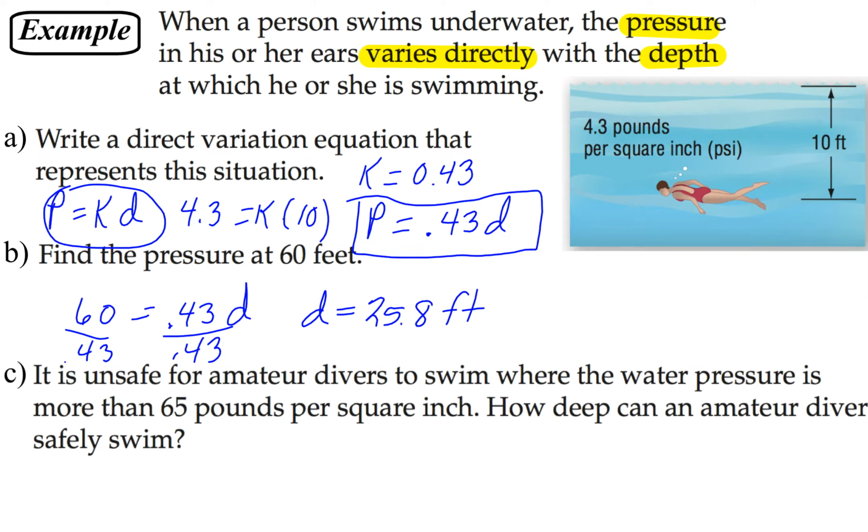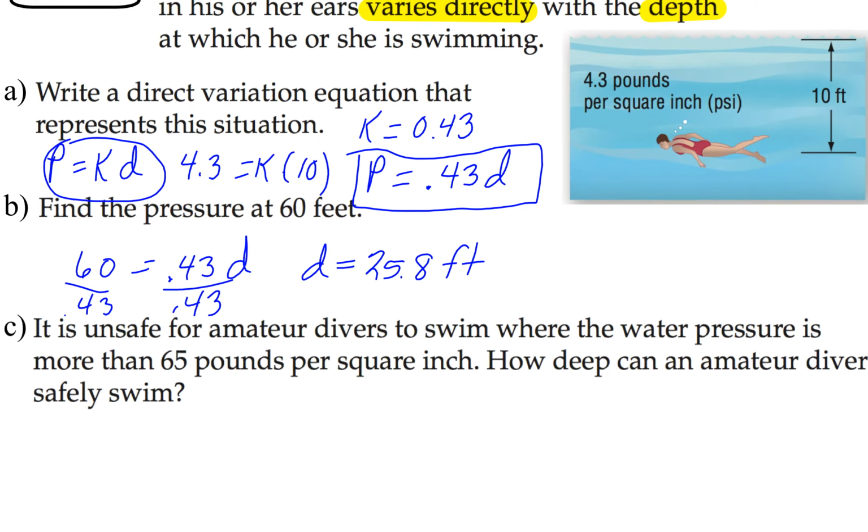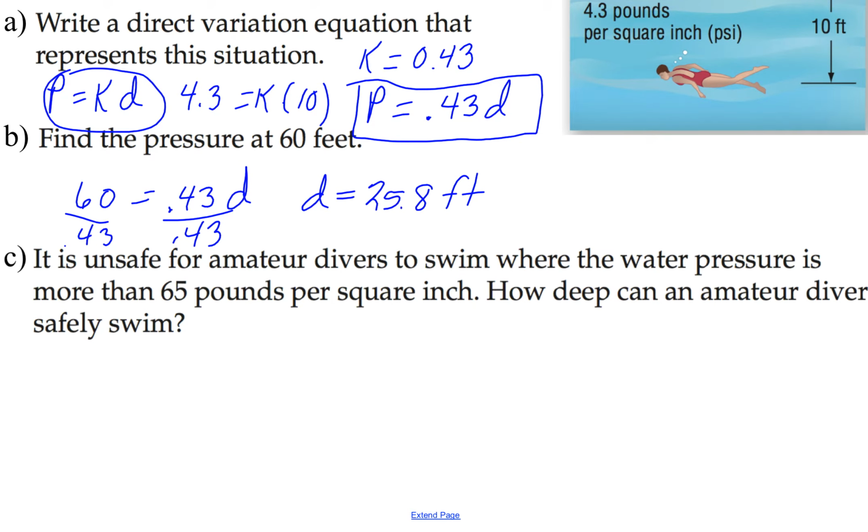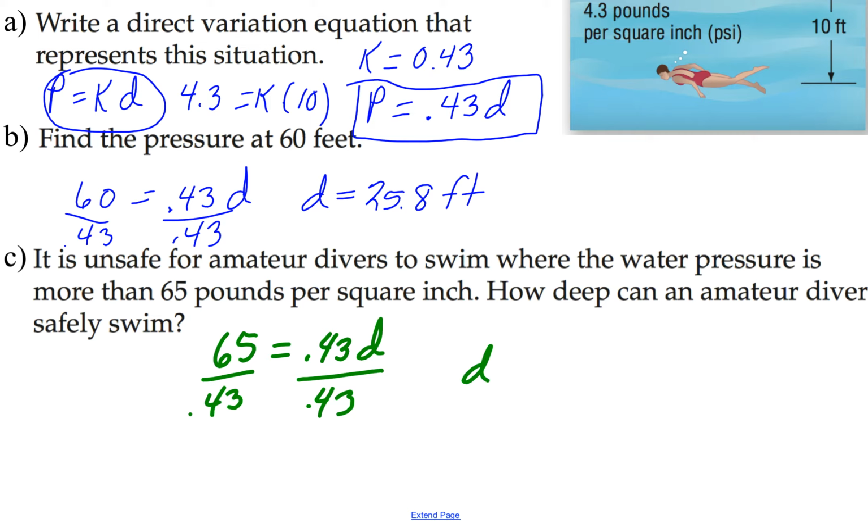All right, and the last problem here says it's unsafe for amateur divers to swim where the water pressure is more than 65 pounds per square inch. How deep can an amateur diver safely swim? Well, instead of P, we're going to put 65, and we're going to say that is equal to 0.43 times whatever depth we are at, and then dividing by 0.43 on both sides. And our depth turns out to be approximately 150 feet, if you punch that in on your calculator.